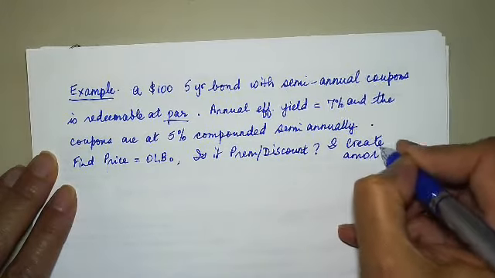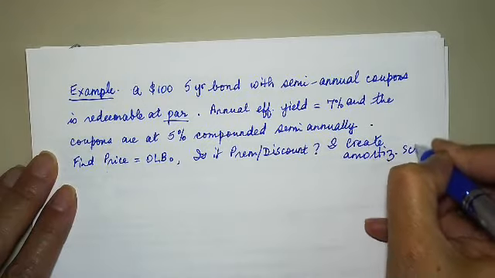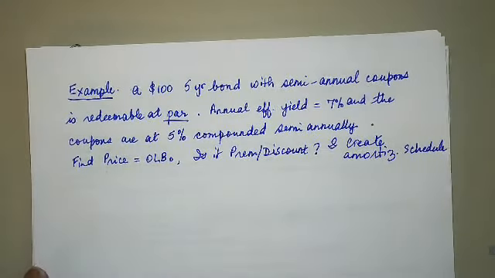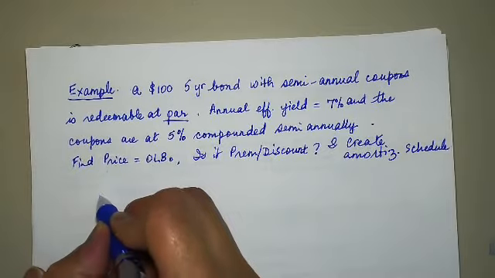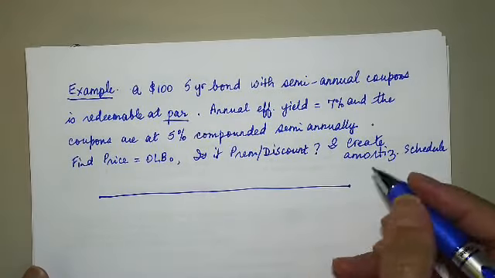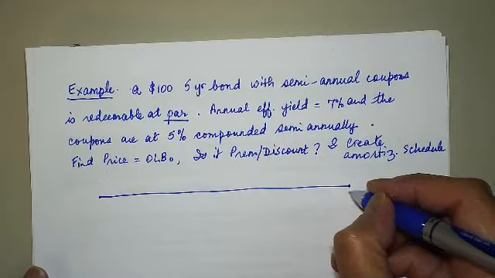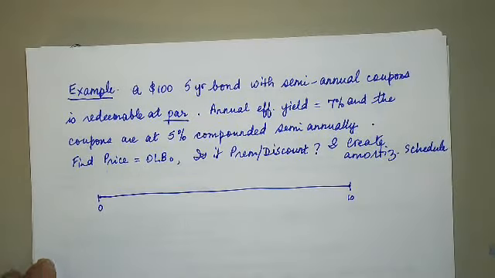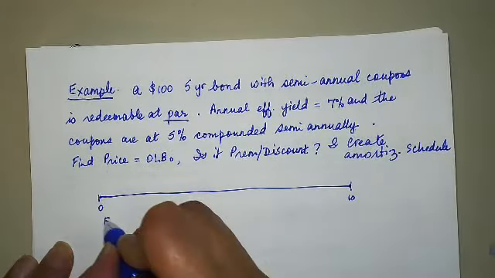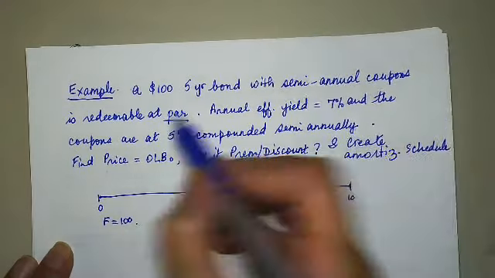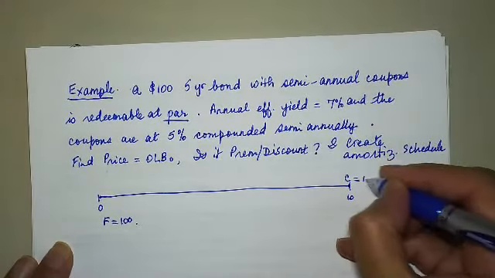Find the price, which is OLB 0. Is it premium or discount? And create an amortization schedule. So, timeline.